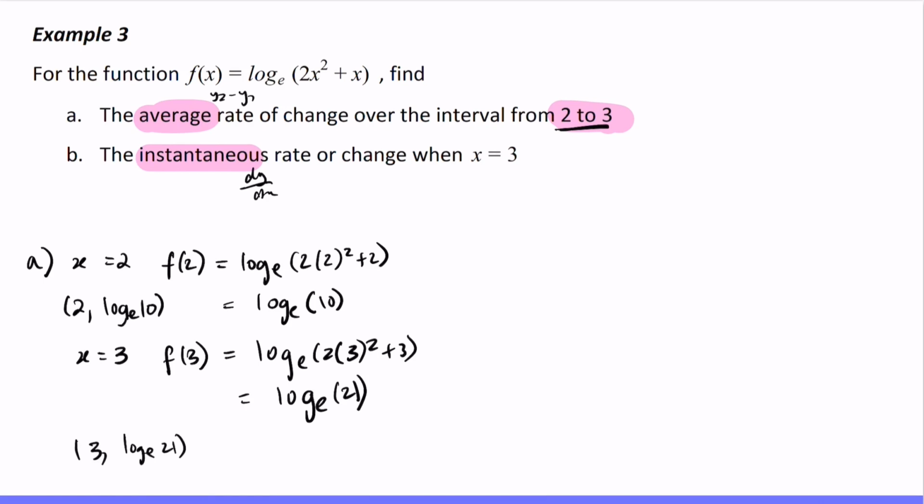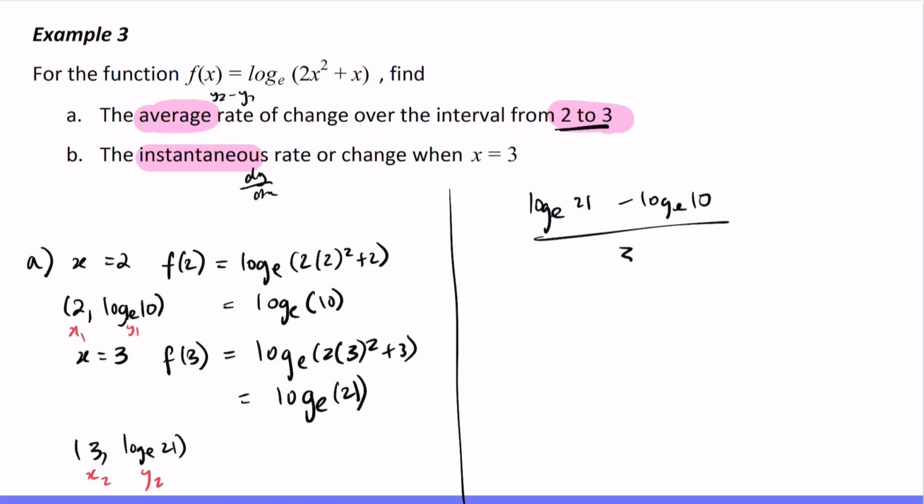Now it's just a matter of subbing it in. That's x1, y1, x2, y2. All right, so y2 minus y1, that's going to be log e 21 minus log e 10 over 3 minus 2.